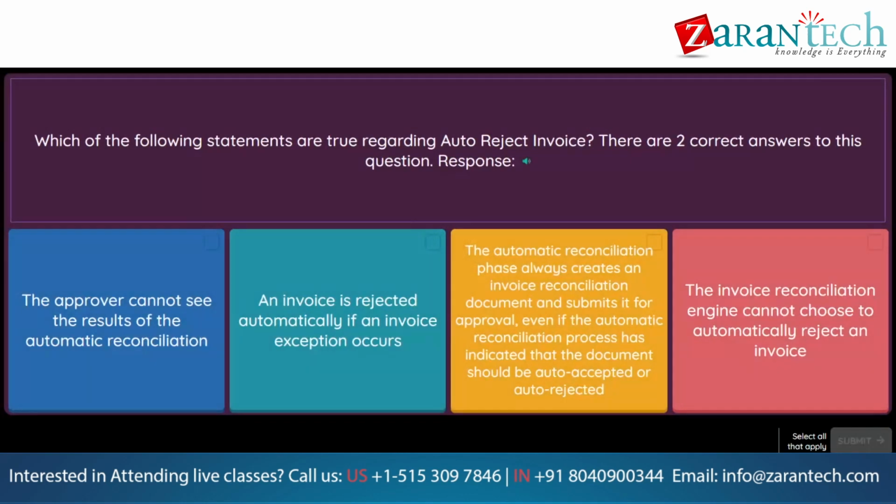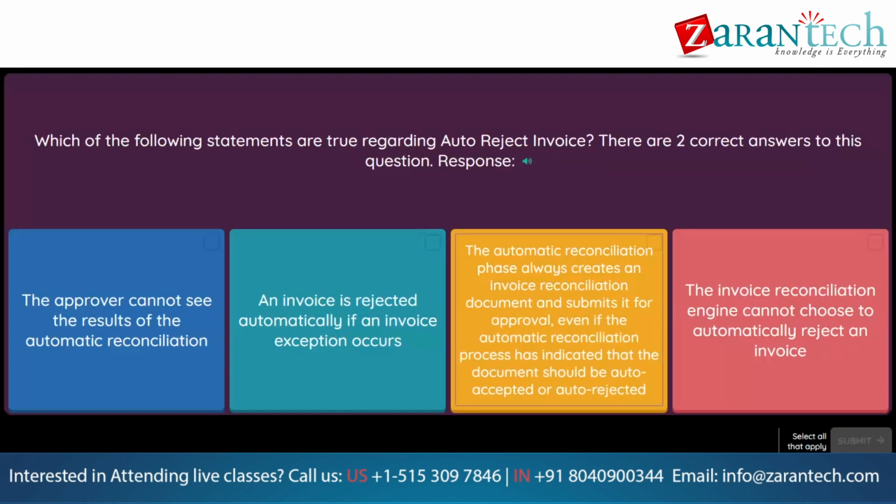Question: which of the following statements are true regarding auto-reject invoice? There are 2 correct answers to this question. Response: Option 1, the approver cannot see the results of the automatic reconciliation. Option 2, an invoice is rejected automatically if an invoice exception occurs. Option 3, the automatic reconciliation phase always creates an invoice reconciliation document and submits it for approval, even if the automatic reconciliation process has indicated that the document should be auto-accepted or auto-rejected. Option 4, the invoice reconciliation engine cannot choose to automatically reject an invoice.